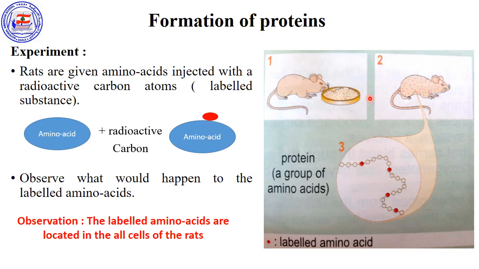In the first one here, the rat is consuming labeled amino acids. After a few hours, we notice that the labeled amino acids are located in all cells of the rats. How did the labeled amino acid become proteins? By the process of assimilation. Look here, this is the protein. It's a group of amino acids. We said that proteins are made up of long chains of amino acids. But how did assimilation occur?